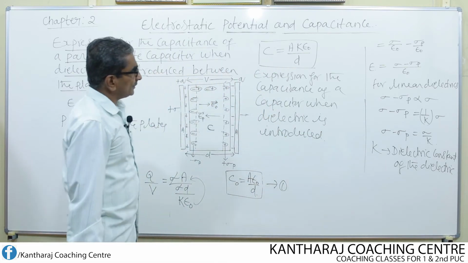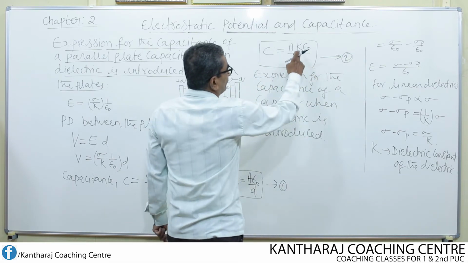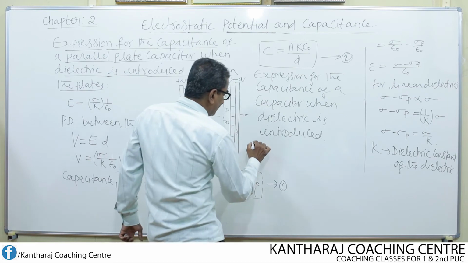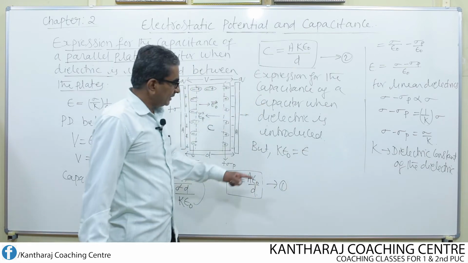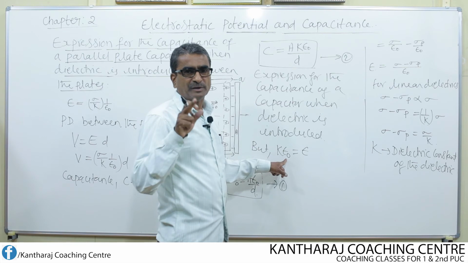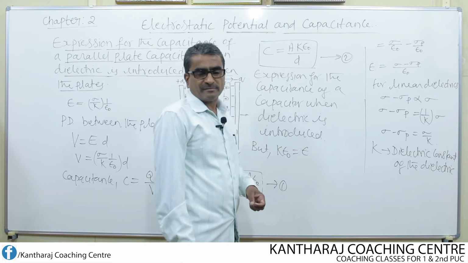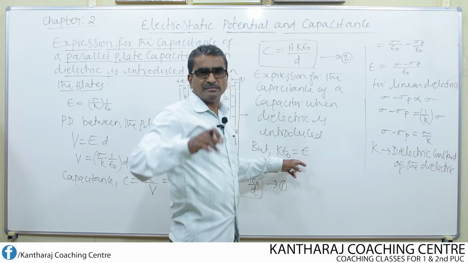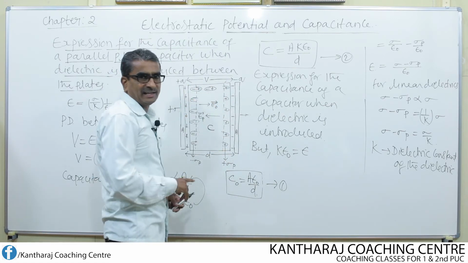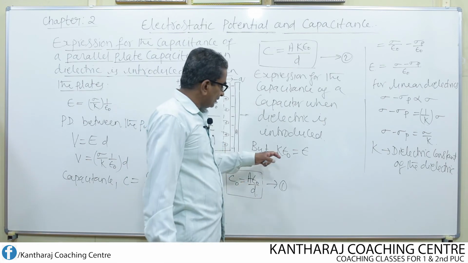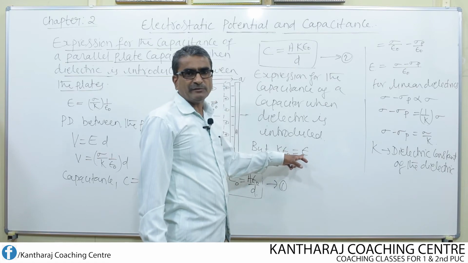Okay. Now I call this equation 2. But here for K into epsilon naught I can write one more thing. K into epsilon naught can be written as epsilon. What is epsilon naught? Absolute permittivity of free space. Free space means either air or vacuum. Epsilon is the absolute permittivity of the medium that is introduced. What's the medium? Dielectric. So K is the dielectric constant, epsilon naught is the absolute permittivity of free space, and epsilon is the absolute permittivity of the material.